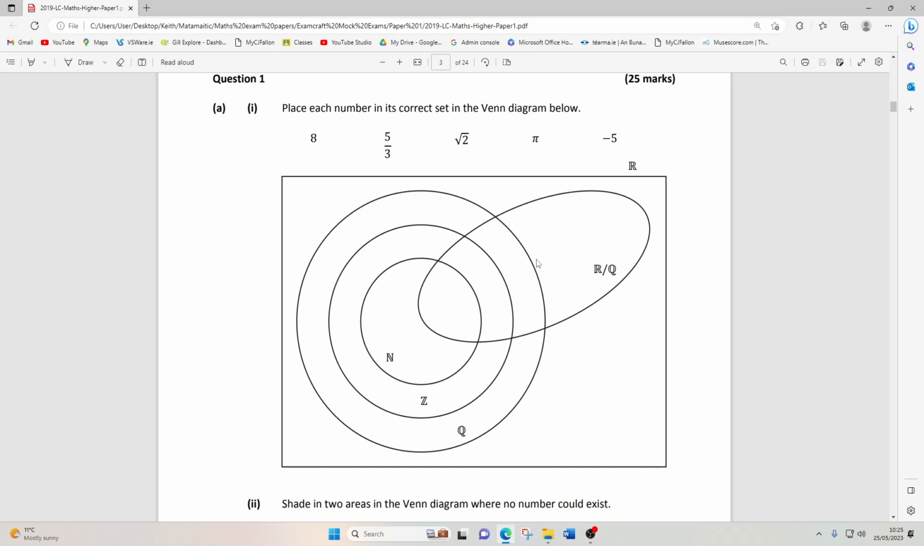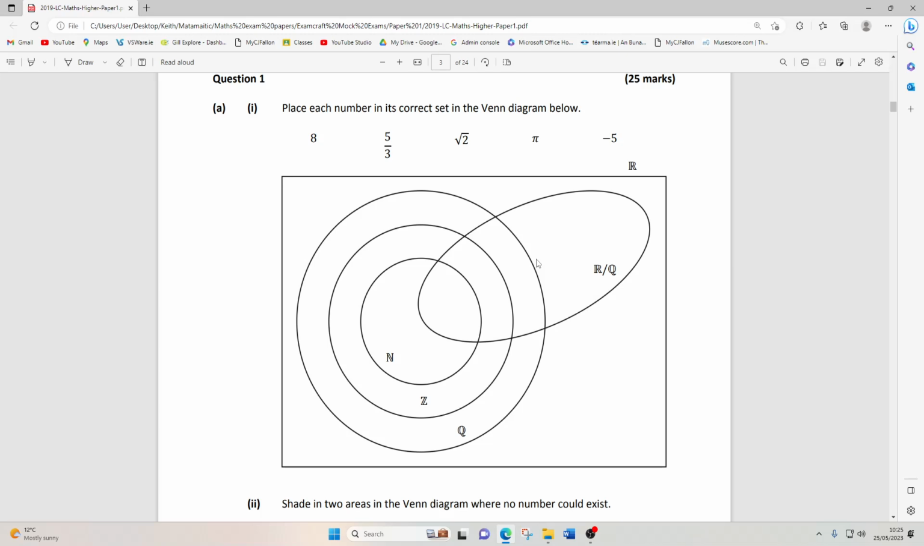N is natural numbers: 1, 2, 3, 4, 5, no in between. Right? So the region for irrationals are all numbers that cannot be written as a fraction. Therefore 1 can be written as a fraction, 1 over 1. 2 can be written as a fraction, 2 over 1. 10 can be written as a fraction, 10 over 1. So everything in N can be written as fractions. This cannot be written as a fraction, so therefore it has to be empty.